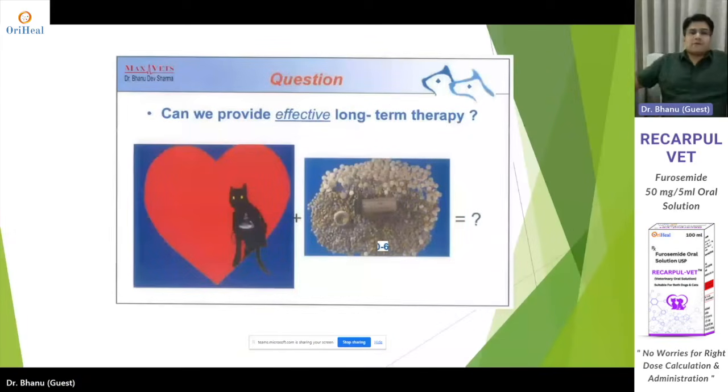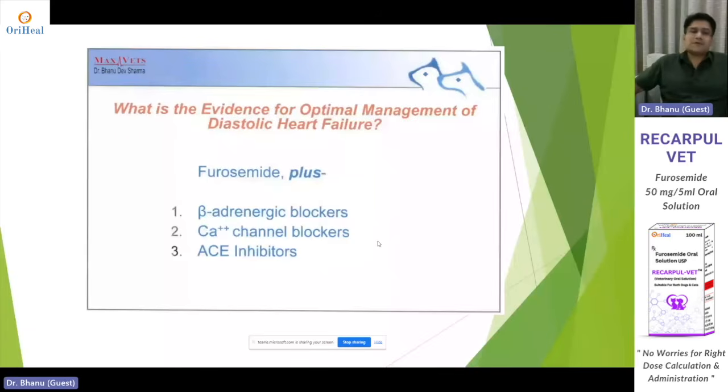So now the question is, can we provide effective long-term therapy? The evidence of optimal management of diastolic heart failure. We all know the importance of furosemide, but furosemide plus, whether we need to use beta blockers, calcium channel blockers, or ACE inhibitors, that is the question.